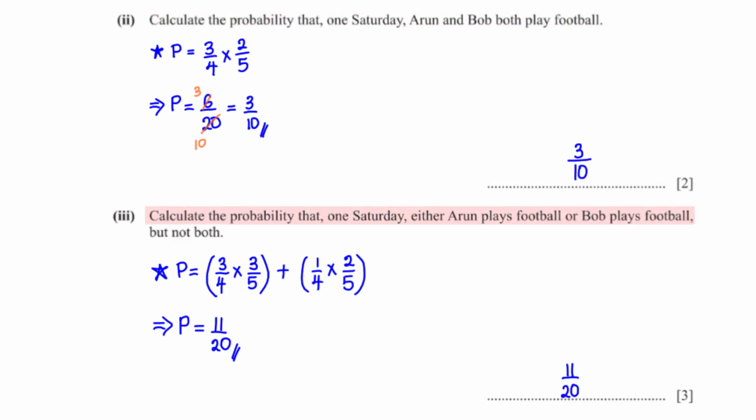Calculate the probability that one Saturday either Aaron plays football or Bob plays football, but not both. For this probability, there are two possible scenarios. In the first scenario, Aaron plays football and Bob does not play football. Or Aaron does not play football and Bob plays football. When we type this into the calculator, we get 11/20.